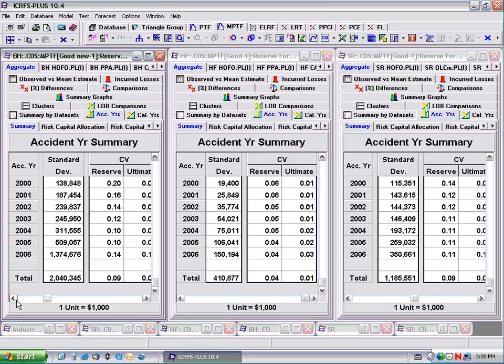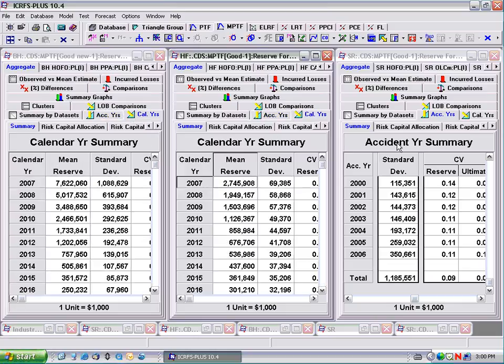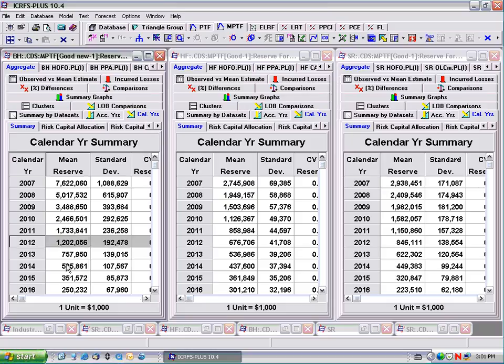Another interesting thing we might want to look at is the calendar year payment stream. Calendar year payment streams are very important in terms of risk capital allocation. One of the things I haven't shown you is that after you allocate risk capital to the lines of business, you also have to allocate it to the calendar years. So here's a risk capital allocation to calendar years. But first, before we do that, which I should have done also in a previous video, let's see how much the company pays by the end of calendar year 2012.